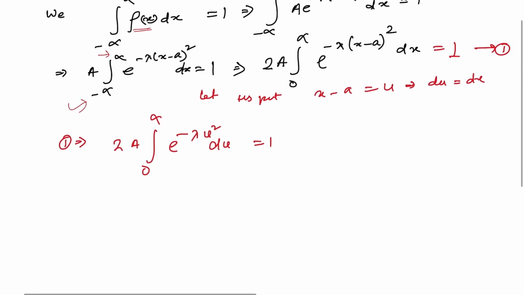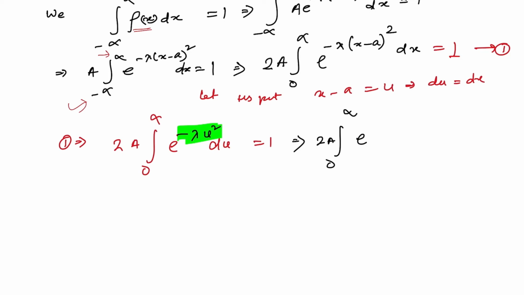Now again, in this case, this function, minus lambda u square, can be written as twice a, integral from 0 to infinity, e to the power minus root over lambda u whole square, du is equal to 1. You can write this way.